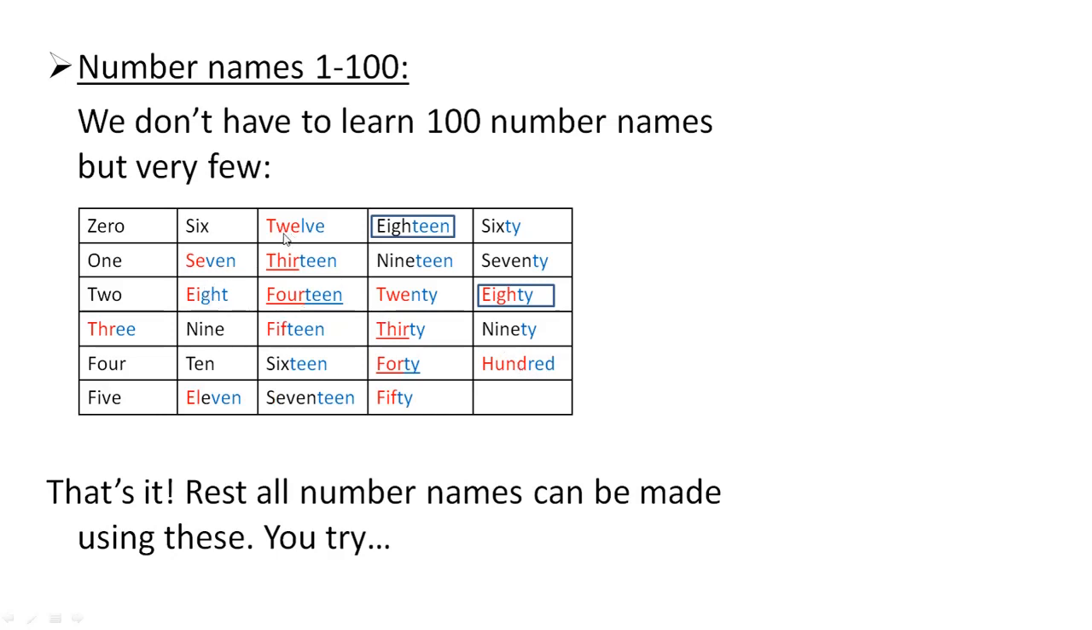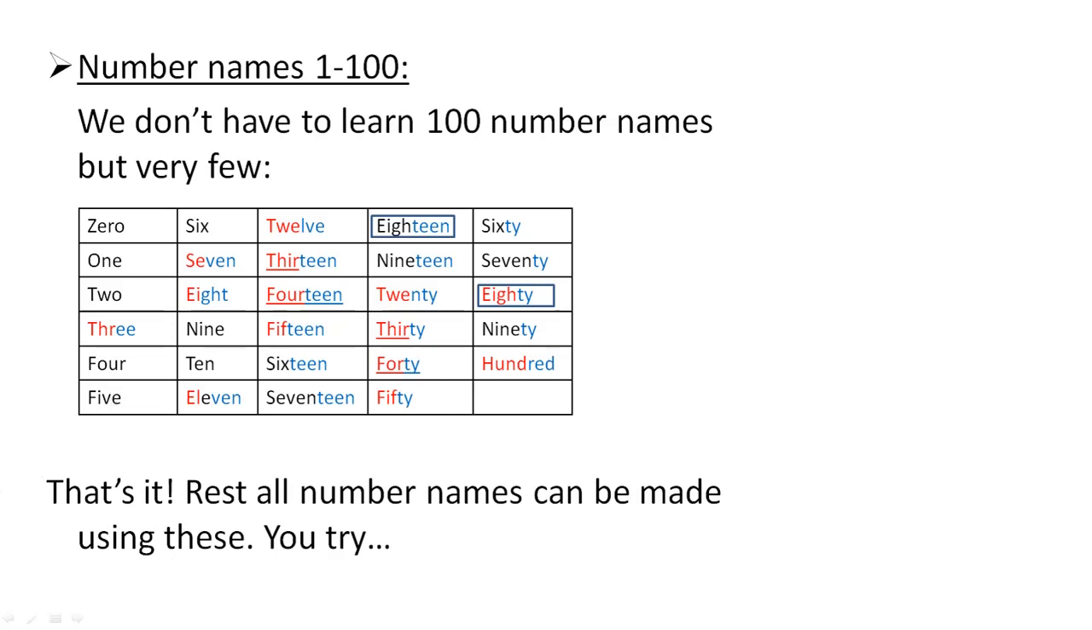I have given colors to indicate where you can break the spelling when you are learning. Okay, so break the spelling and have some rhythm. Like for 12, TWELVE. Okay, so this rhythm helps you to remember the spelling. Break the spelling and have some rhythm in saying those spellings. Okay, so you have to learn these number names, only these many, and the rest we are going to make.